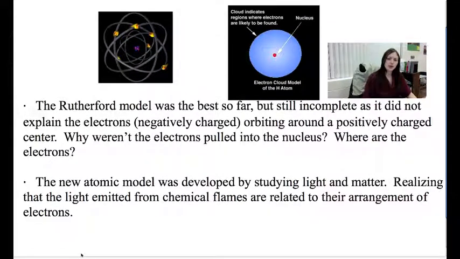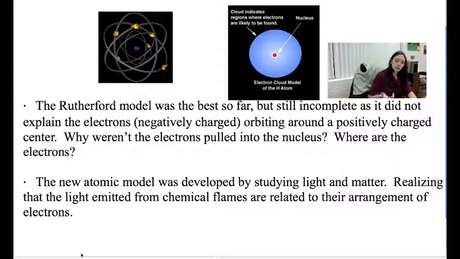So what you see here are two pictures of what people think the atom looks like. One on the left is a little bit earlier idea. One on the right is going to be the idea of actually what we think an atom looks like now, with the electron clouds versus electron paths that are pictured on the left.